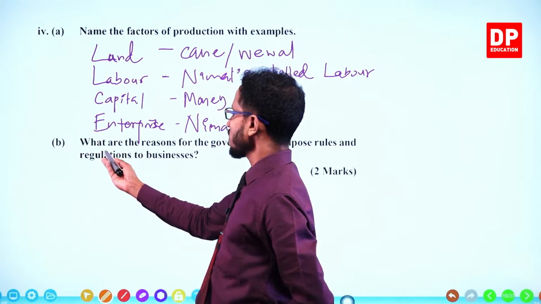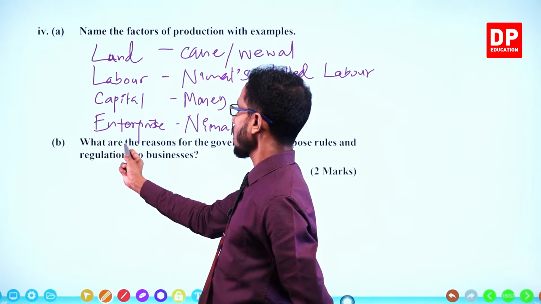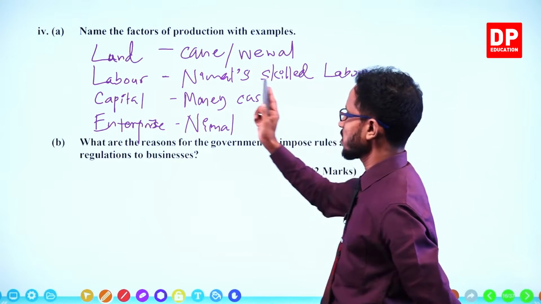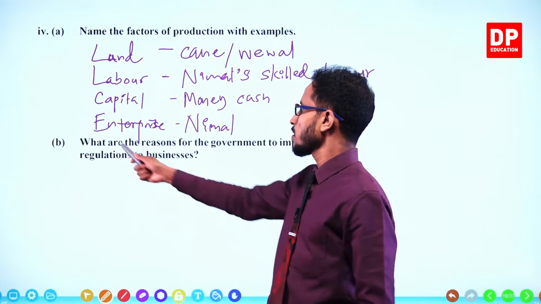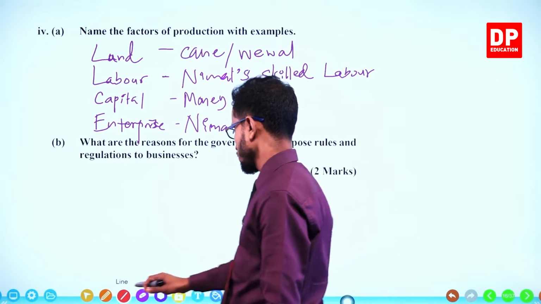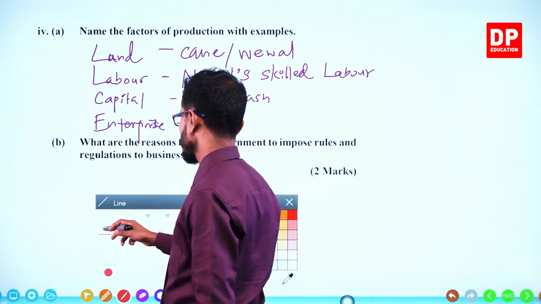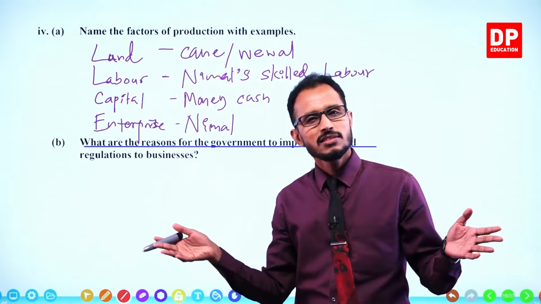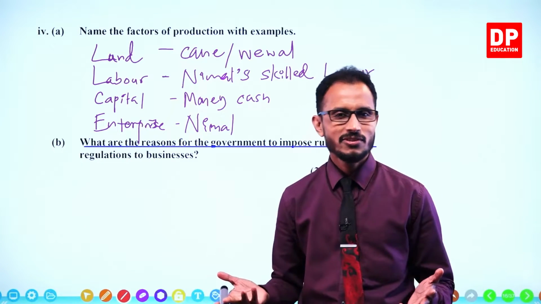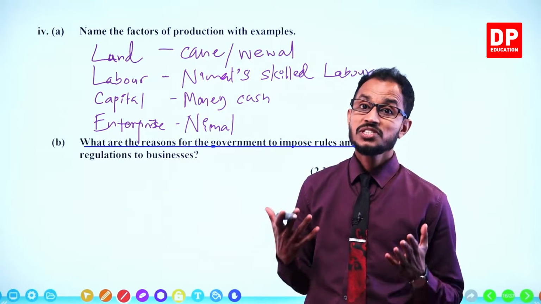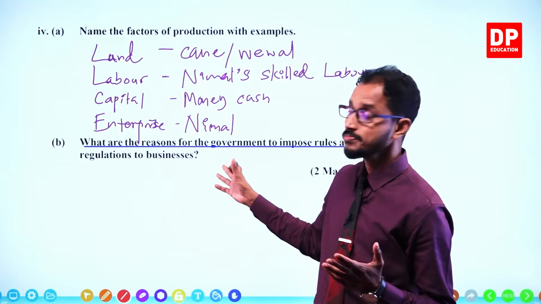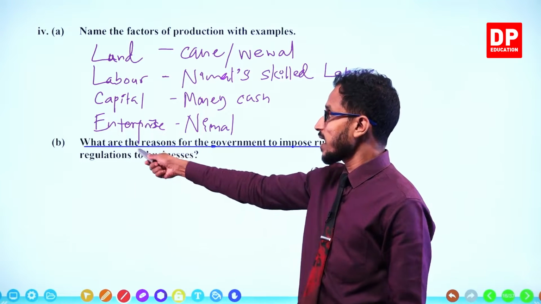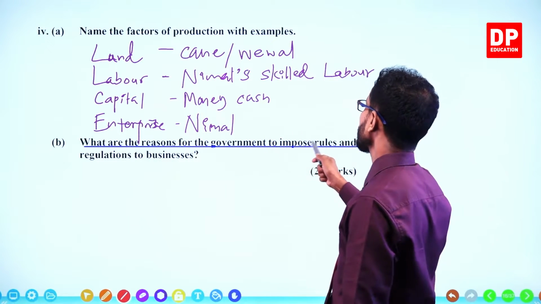B. What are the reasons for the government to impose rules and regulations to businesses? Oh, that is an important question. We don't get these type of questions usually. We get all easy questions, simple ones in your O-level papers. But I think this is an important question, right? It's a good one.